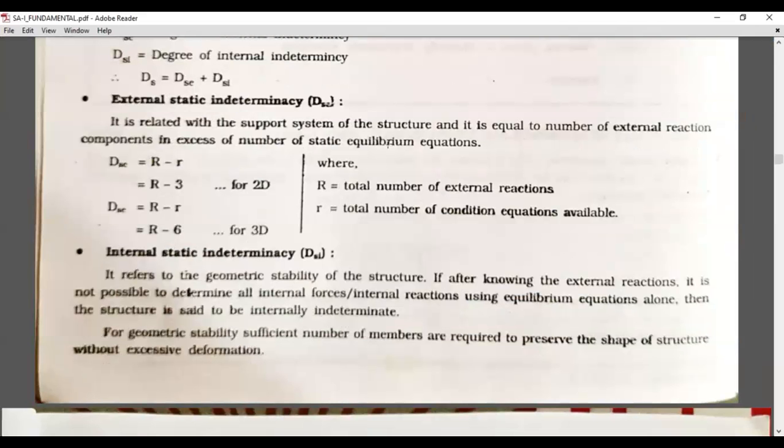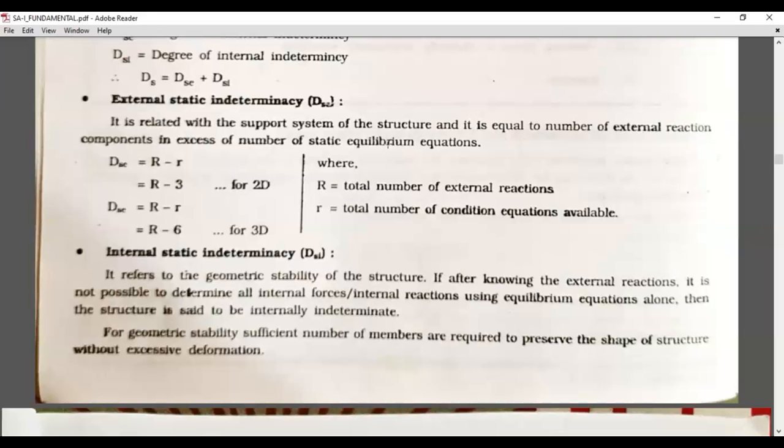External static indeterminacy, DSE, is related to the support system of the structure and is equal to the number of external reactions in excess of the number of static equilibrium equations. DSE is equal to R minus r. Small r stands for the total number of condition equations available and capital R stands for the total number of external reactions. That's why R minus small r.